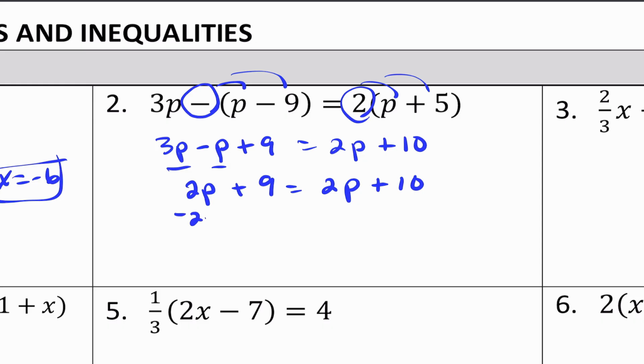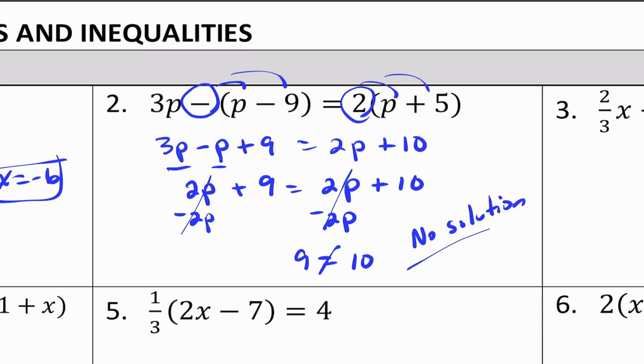All right, I'll subtract both sides by 2p, and I'm left with 9 equals 10. But folks, this is a false statement because 9 does not equal 10. So this means no solution.